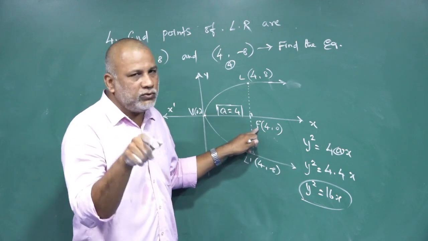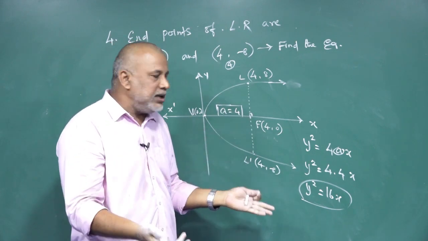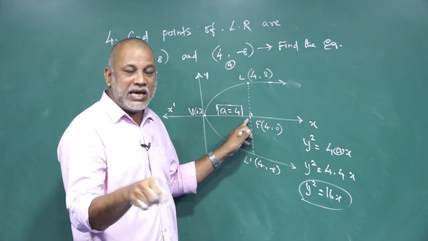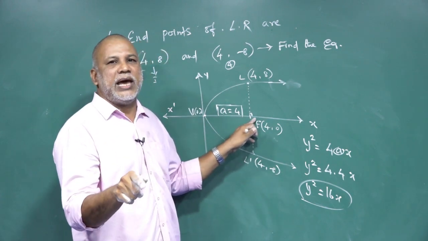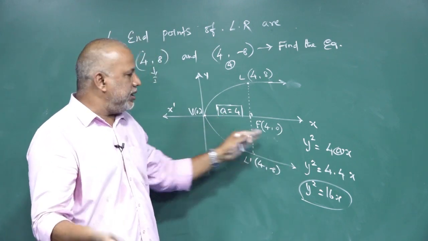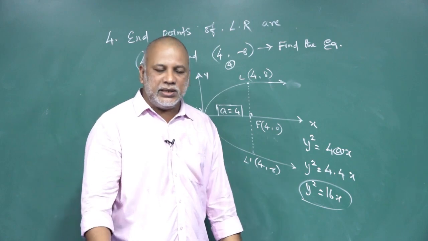What is the meaning of F? Focus. Here what is the definition? It must be a focal chord, so it must pass through the focus, as well as it must be perpendicular to the axis. So here we can get (4, 0). Immediately find out a. Substitute the data. y squared equals 16x.